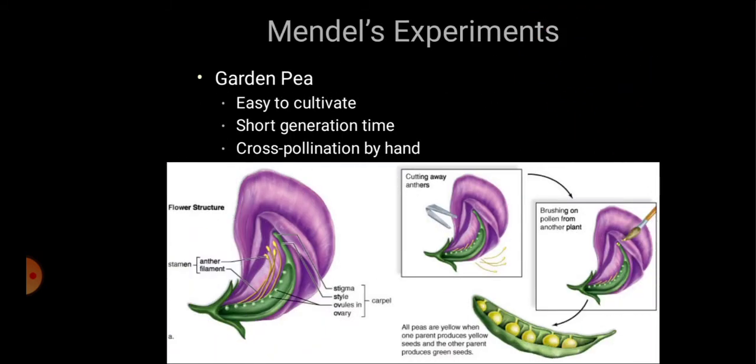Furthermore, let's talk about Mendel's experiments with the garden pea. What's all about the garden pea, kuya? According to Gregor Mendel, it is easy to cultivate and has a short generation time. It also allows cross-pollination by hand. Here is a sample picture of the garden pea.